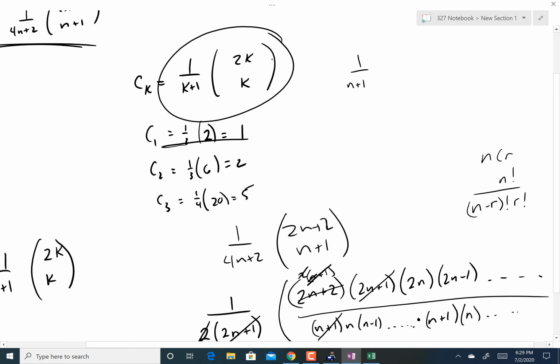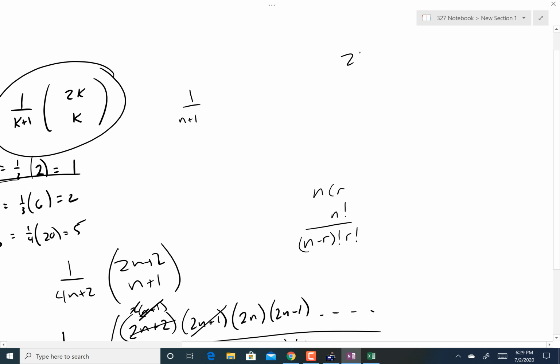Now this is going to be 2k factorial. So it's going to be 2k times (2k minus 1) times (2k minus 2), and so forth and so on. Okay. Now over, you're going to have 2k minus k, which is just going to be k factorial. So k times (k minus 1) times (k minus 2), times, and then times k factorial again. So k factorial again, which is (k minus 1), and so forth. Okay?